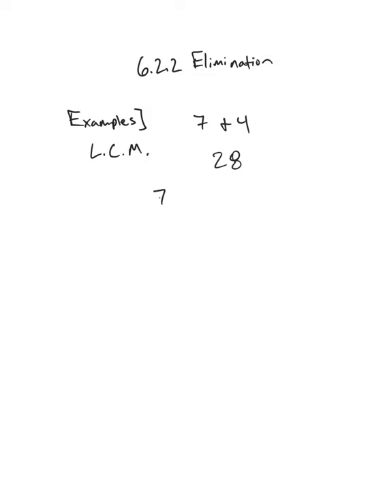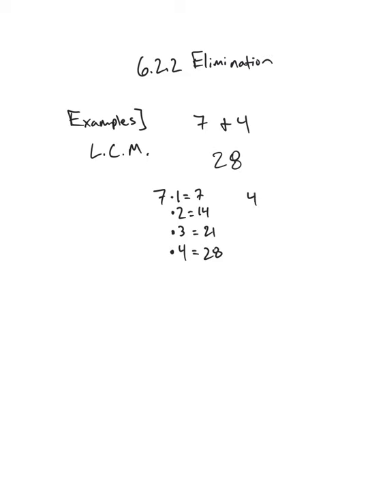So 7, if I multiplied it by 1, it would give me 7. If I multiplied it by 2, it would give me 14. By 3, it would give me 21. And by 4, it's going to give me 28.